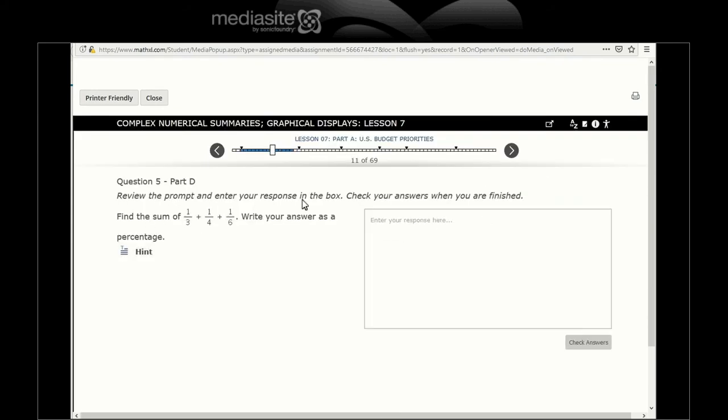View the prompt, enter your response, check your answer. Find the sum of 1/3, 1/4, and 1/6. Now, yes, you could put these in your calculator, but I'm a firm believer in doing fractions. And to add fractions, we need to find a least common denominator.